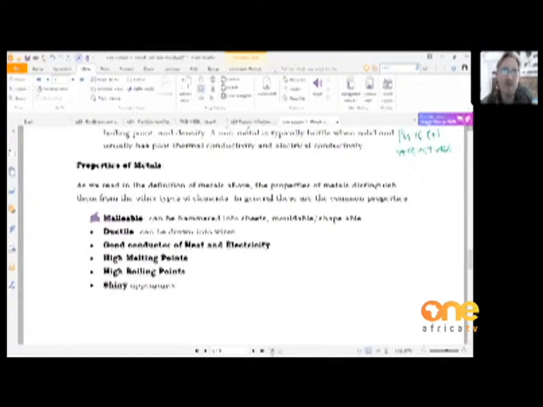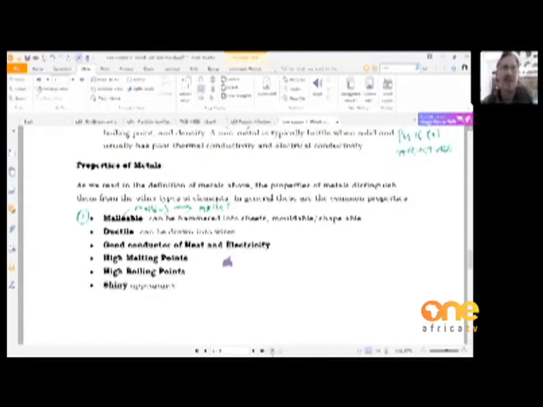So the first one is that metals are malleable, can be hammered into sheets. Metals can be molded or shaped. And incidentally, that comes from the word malleus, which is Latin, and it has its root in the English word mallet. A mallet is a kind of hammer. So malleable means you can hammer it.